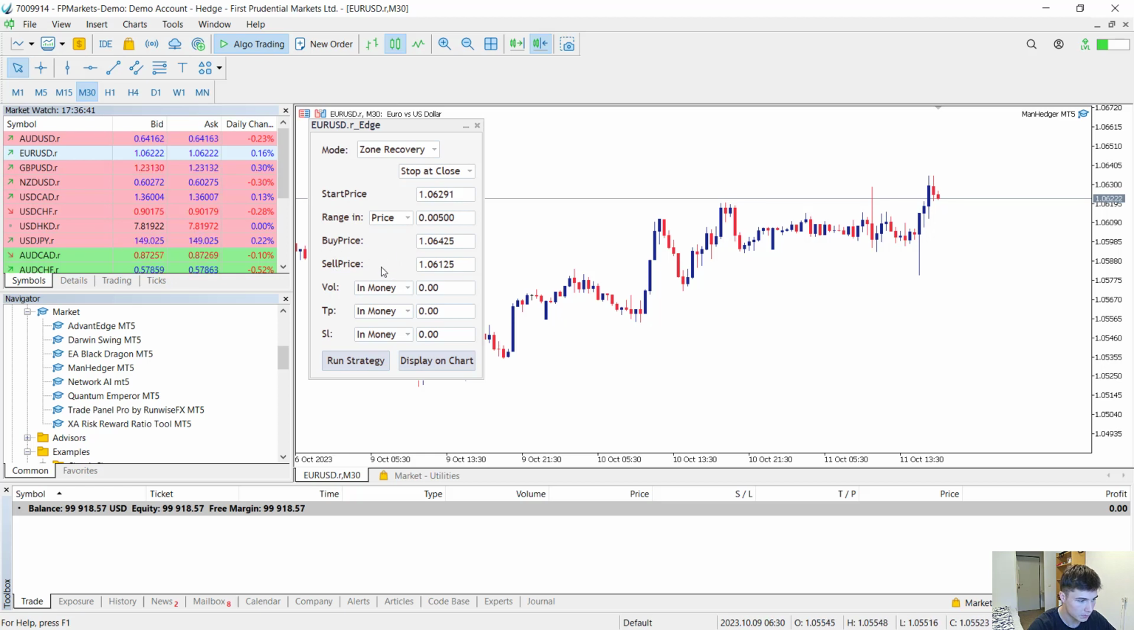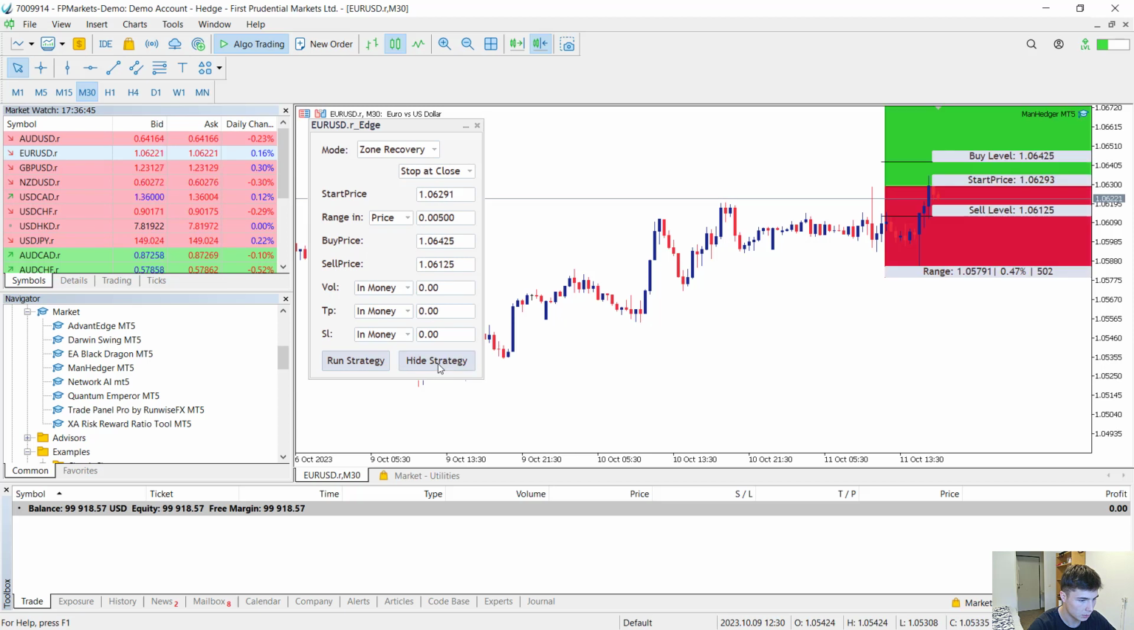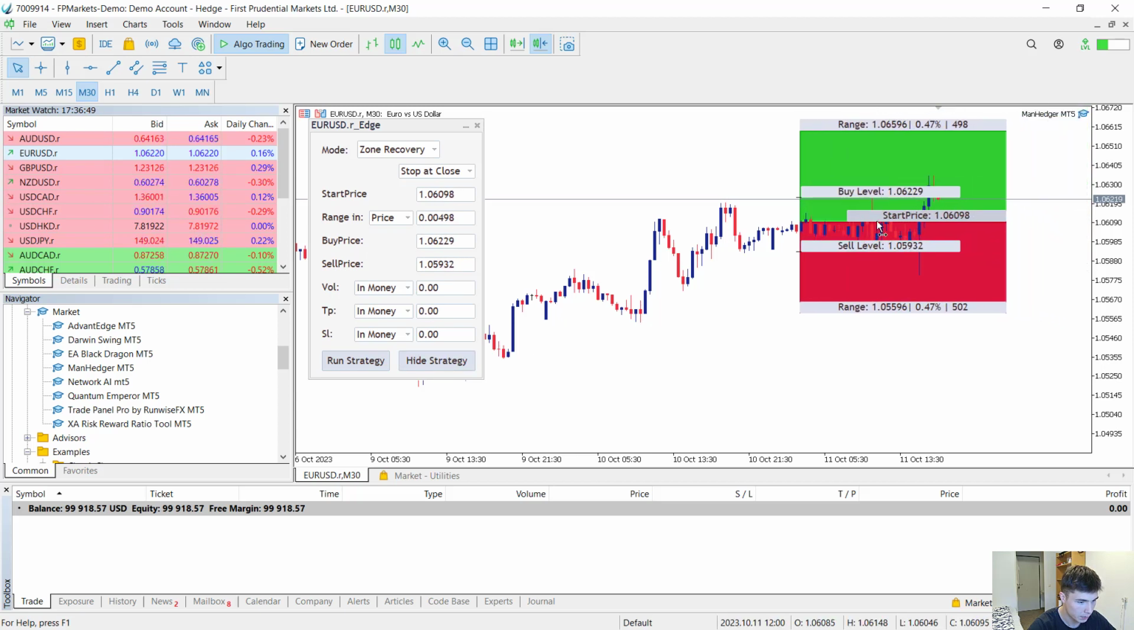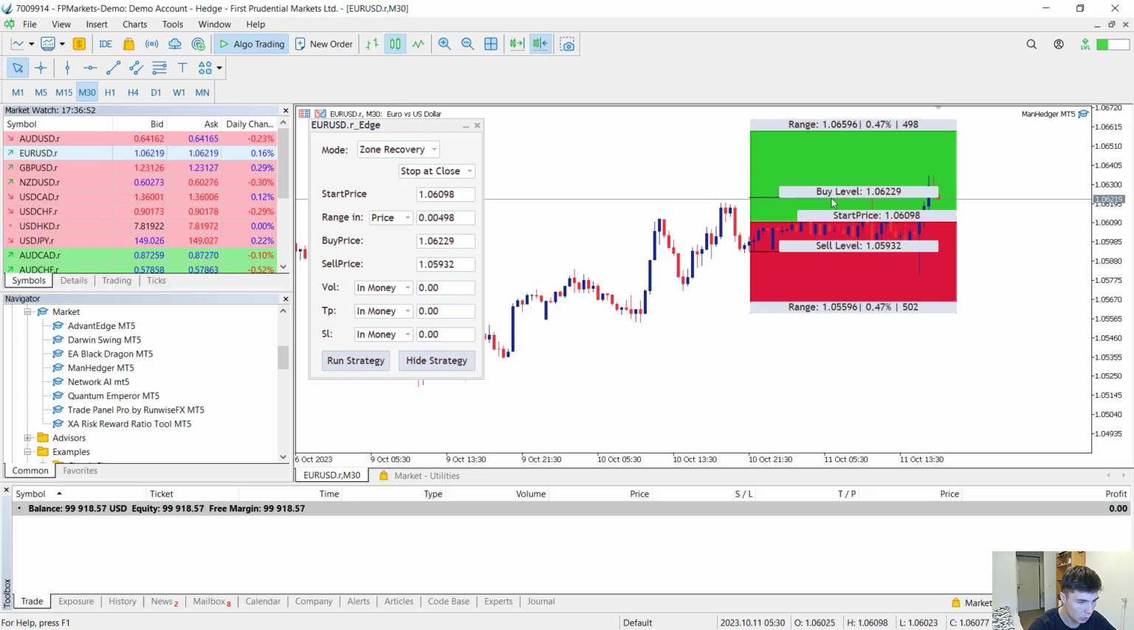There is a buy price and a sell price. Based on these parameters, you can display your strategy on the chart. Right now it looks like this. So whenever the start price is hit, two orders will be made, a buy trade and a sell trade, both aiming to make a profit right here if it's a buy trade, and if it's a sell trade, right here.